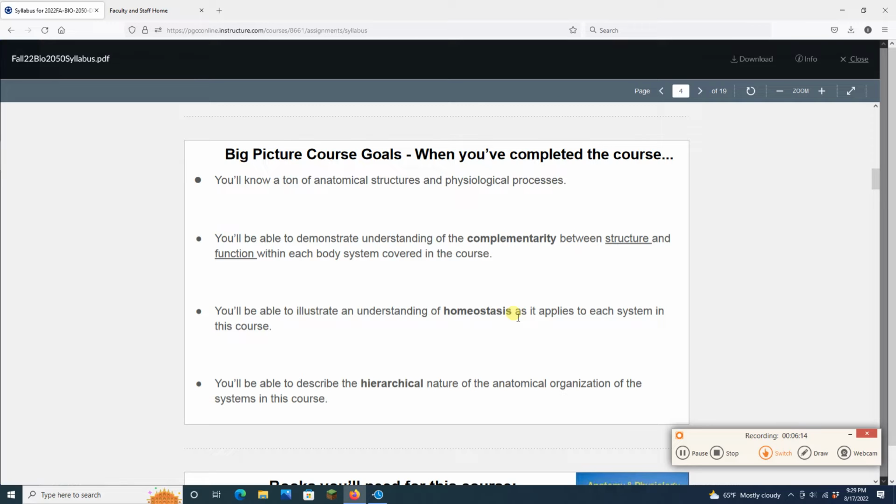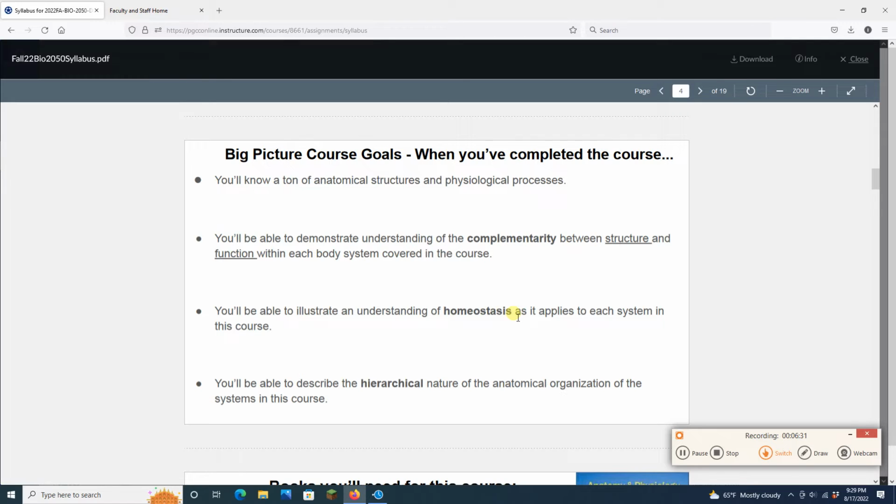So what that means is you'll understand how the way things are built, the way things are shaped, the way they look, how that suits and fits what they do. Things do what they do because of how they look, and vice versa.